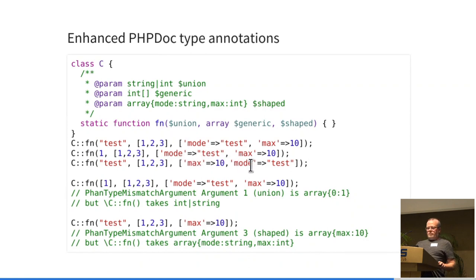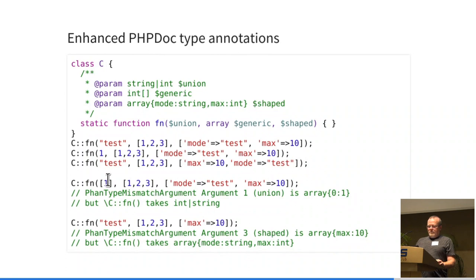What did I change? Oh yeah, I made an int here. So this shows that it can take a string or an int. And then this one, I reversed the order. It doesn't matter the order of the keys. Arrays in PHP are ordered, but in terms of this, it just means it has to have a mode and a max key. It doesn't matter what order they're in.